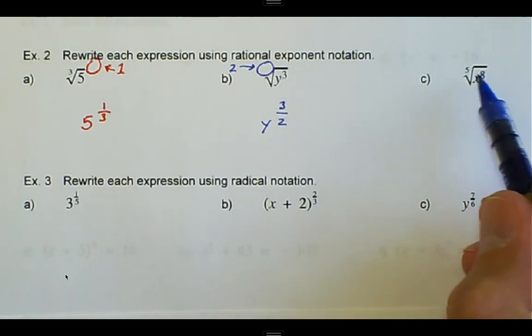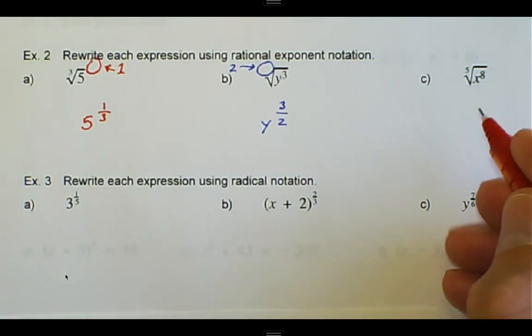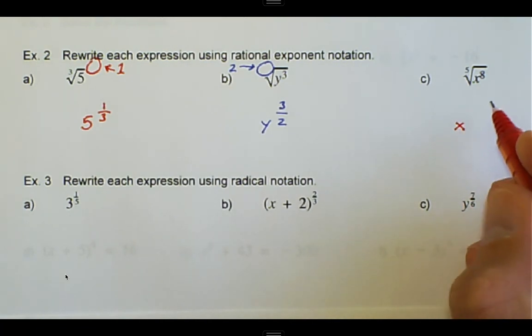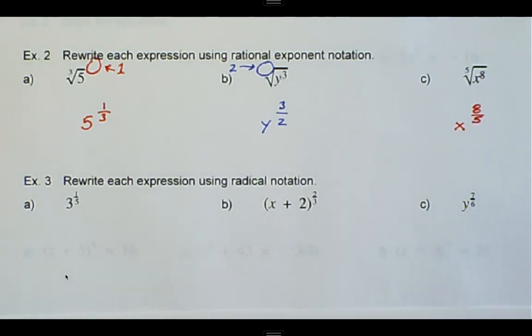Same thing going here, except this time both numbers are written down. They tell us exactly what it is. So our base stays the same, and then the 8 is in the numerator, and the 5 is in the denominator.